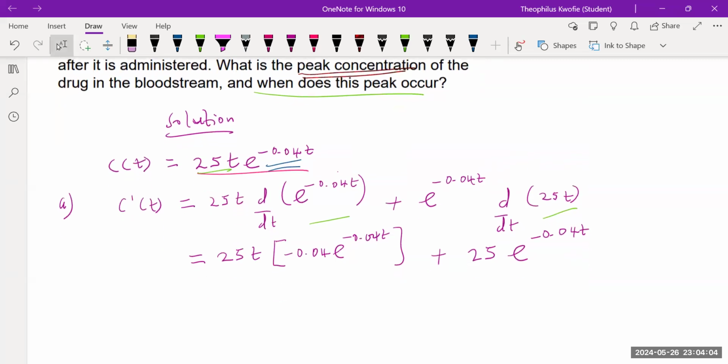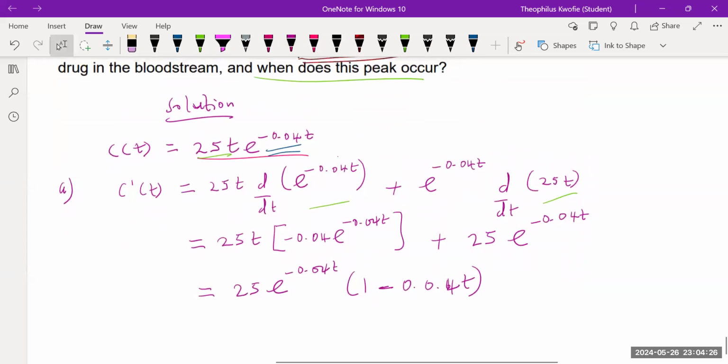All right. Now let's try and simplify it a bit. By simplifying, we should have 25 multiplying e to the power negative 0.04t, times 1 minus 0.04t. Is that okay? This comes by factorizing. By factorizing, you have this. Is that okay?